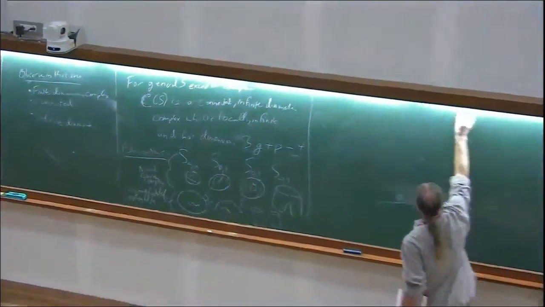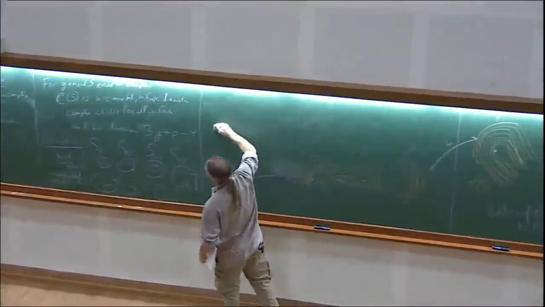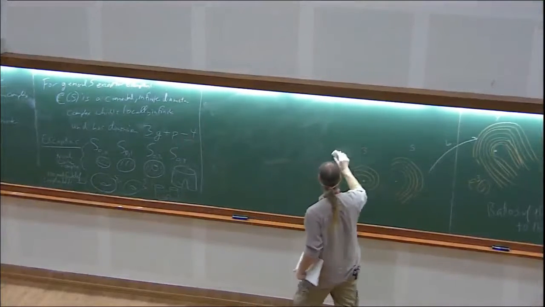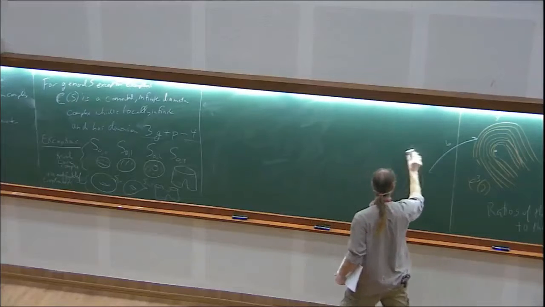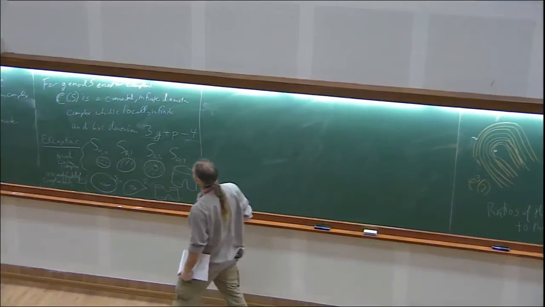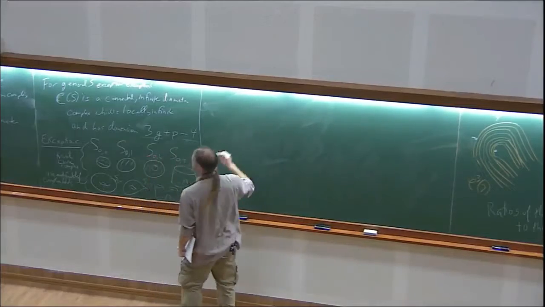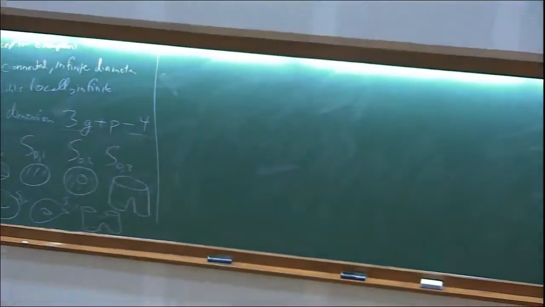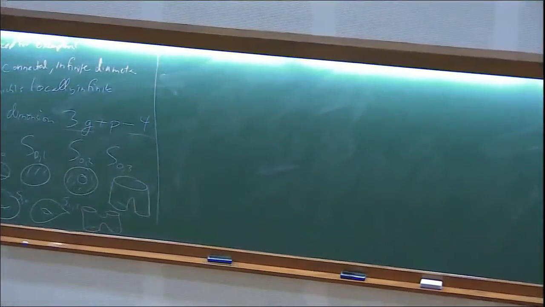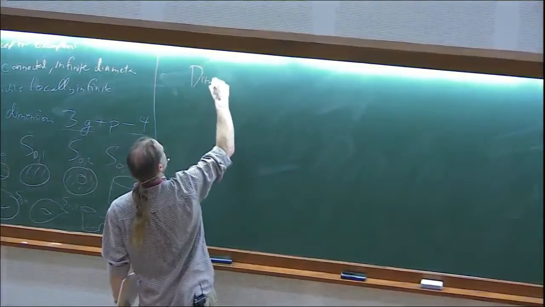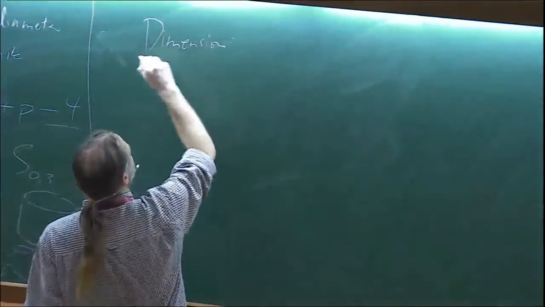Okay, so having said that, let's return to these general properties and maybe just give a quick idea of why some of those hold. Some of them take more work, but some of them we can quickly see. So, 3g plus p minus 4. So let me say that now. Here's the dimension statement. So let's look at an example.